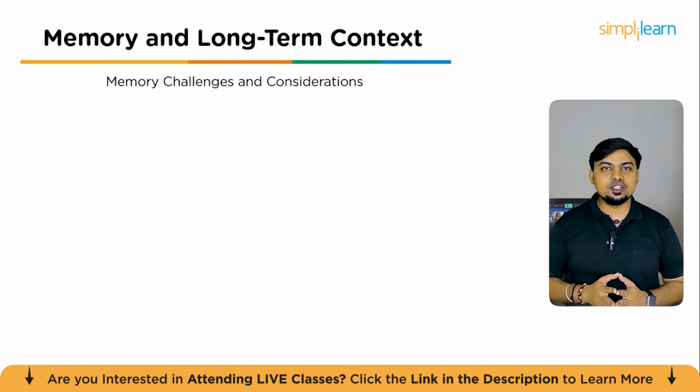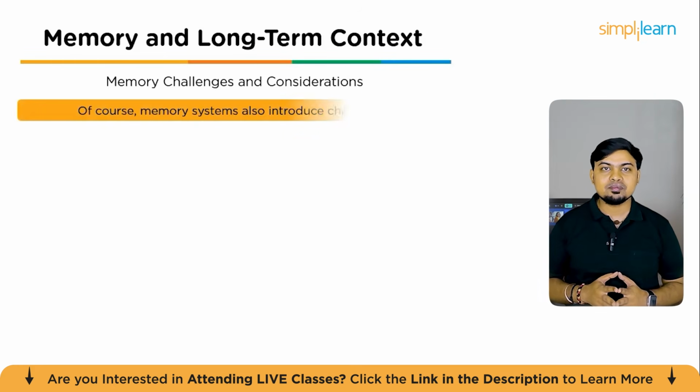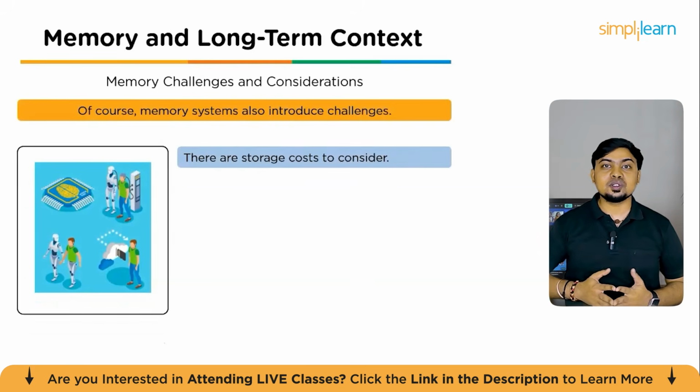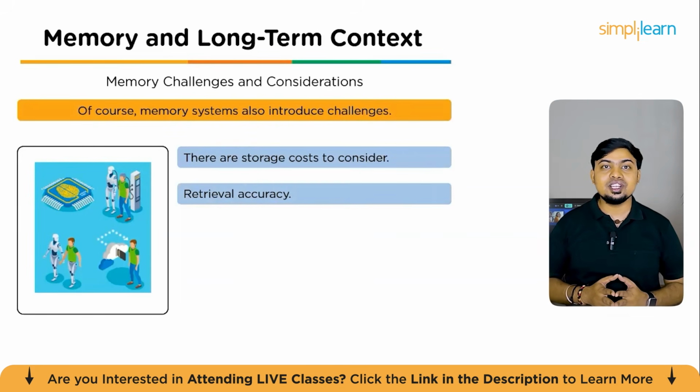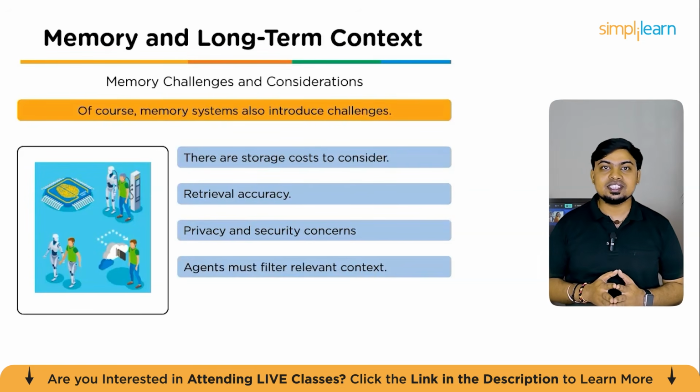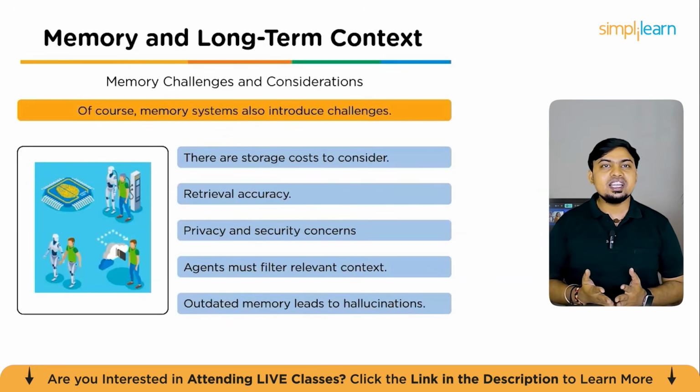Now, let's take a look at memory challenges and considerations. Of course, memory systems also introduce challenges. There are storage costs to consider. Retrieval accuracy must be managed carefully. There are privacy and security concerns as well when storing users' data. Agents must filter relevant context effectively, and incorrect or outdated memory can sometimes lead to hallucinations. So, designing memory architecture requires thoughtful planning as well.